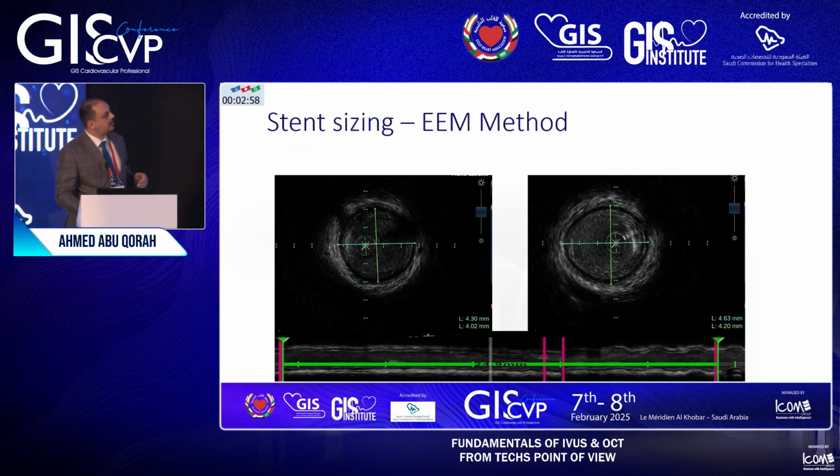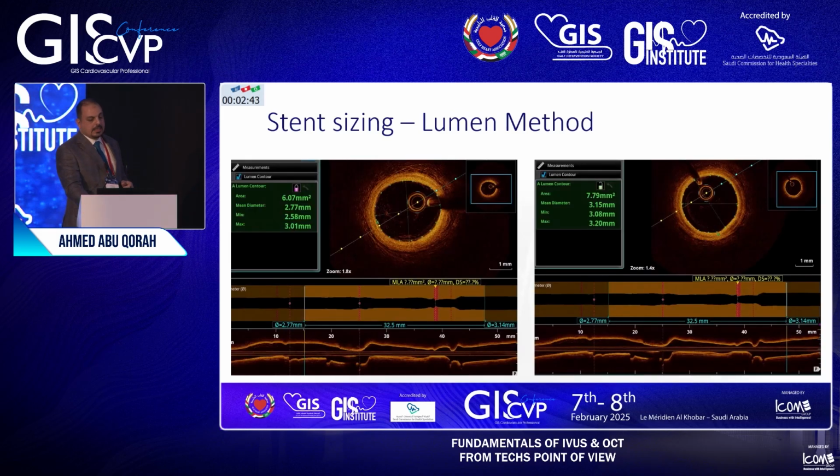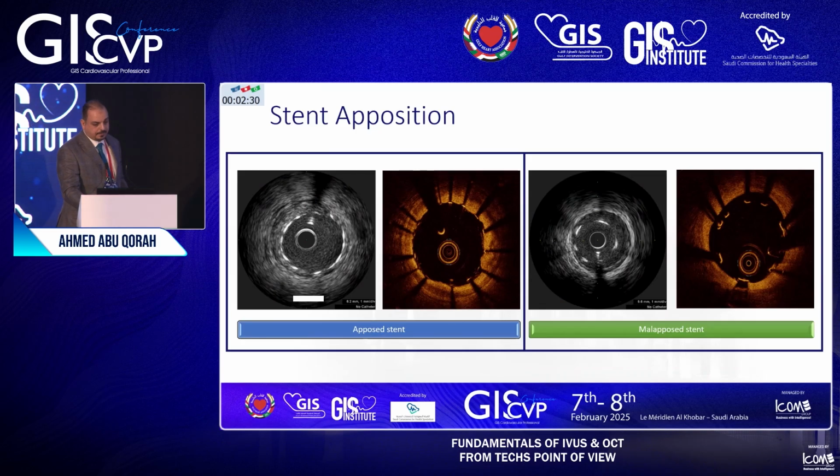These are examples. This is an IVUS example. As you see here in the diameters, the reference diameter is almost 4.3. So the best stent in this region will be 4.0. In this OCT example, on the other side, if you look here, it's 3.15, 2.75, so the reference diameter is about 3.0. So the best stent in this case is a 3.25.